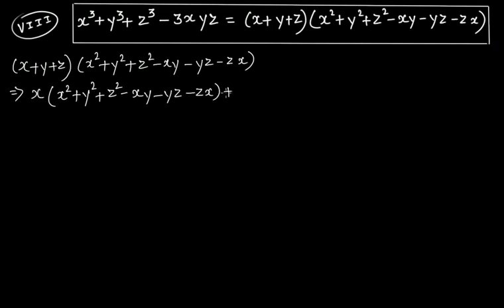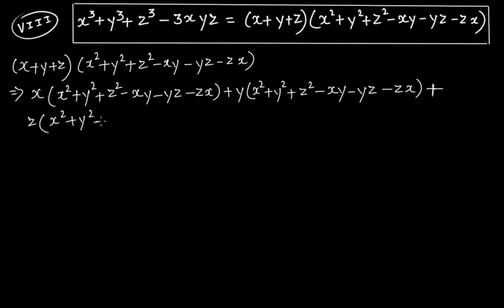then plus this y, then you have x squared plus y squared plus z squared minus xy minus yz and minus zx. Then you have this z here, so plus z multiplied by x squared plus y squared plus z squared minus xy minus yz minus zx, right?